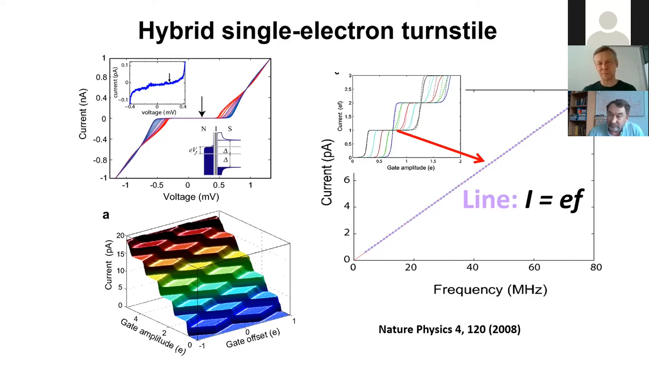You can run them in parallel with the same common RF gate. So this is fully possible, but not up to currents which are several nanoamperes, for example.